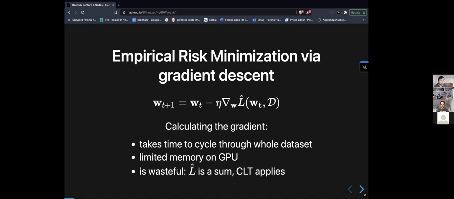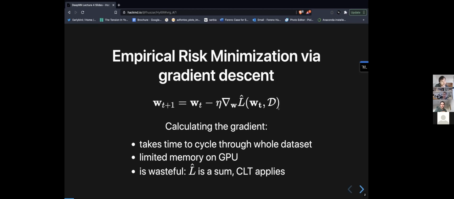And finally, we don't actually need to use the whole data set here, because L hat is a sum over all the data points, or an average over the loss of many data points. So the central limit theorem applies, which means that even if we calculated just a small percentage of the data set, this average loss wouldn't change after a while, because it would essentially converge to the loss over the entire data set based on just a smaller subsample of the data set.